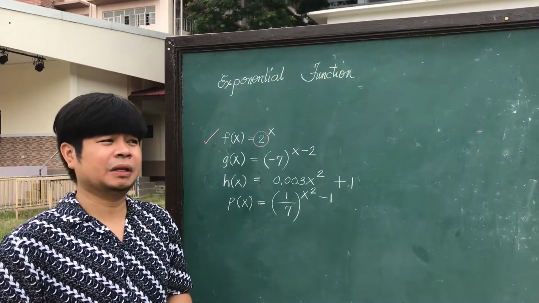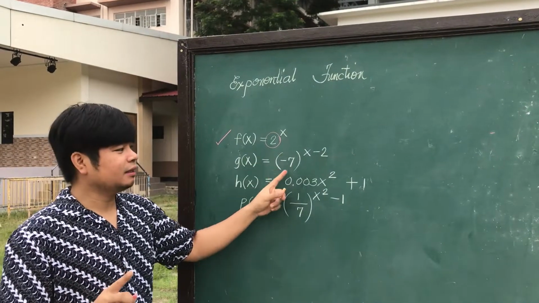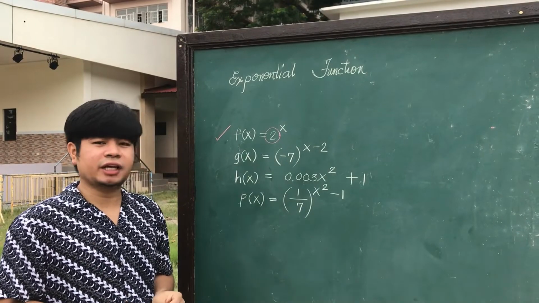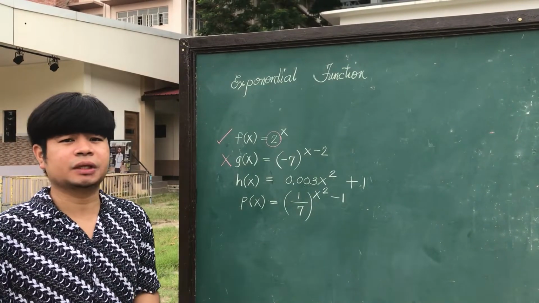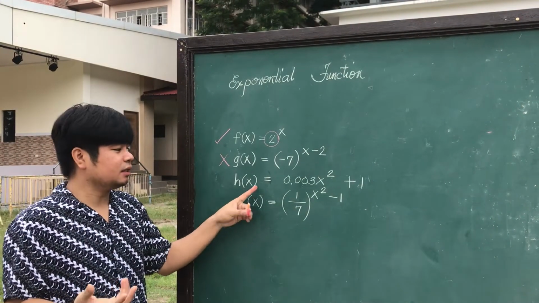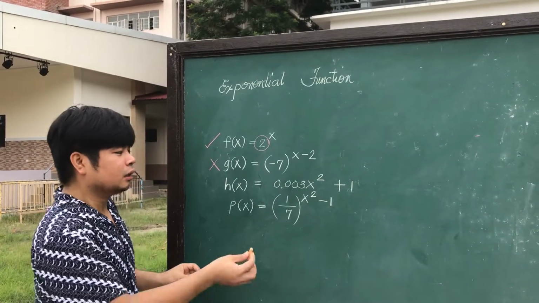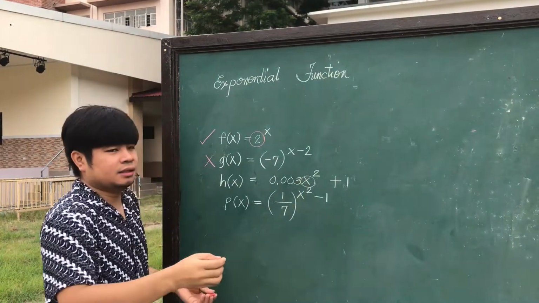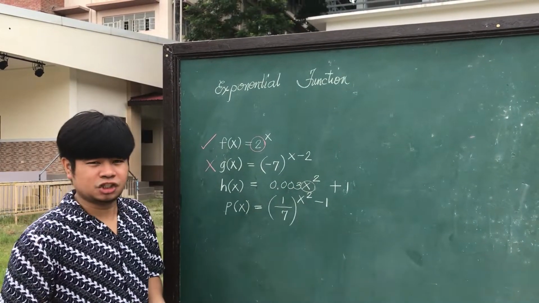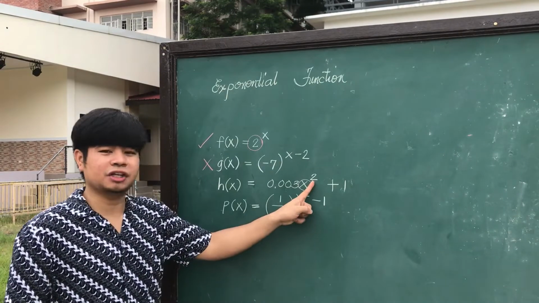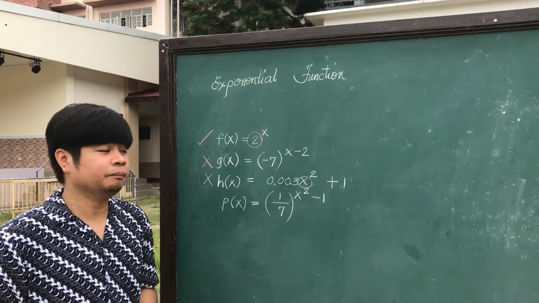Observe function g. We see a base that is -7 because that is enclosed. -7 is not greater than 0, so this function g is not considered an exponential function. Now, function h of x is equal to 0.003 x squared plus 1. You see, x is not an exponent in this case. As you observe, it is a polynomial function of degree 2, so this one is a quadratic function. This is not an exponential function.